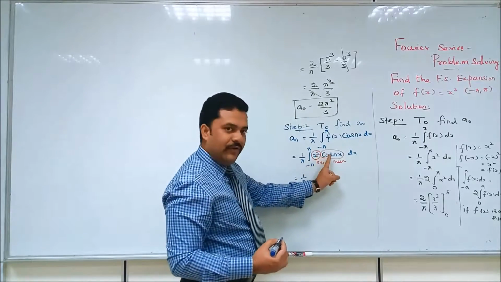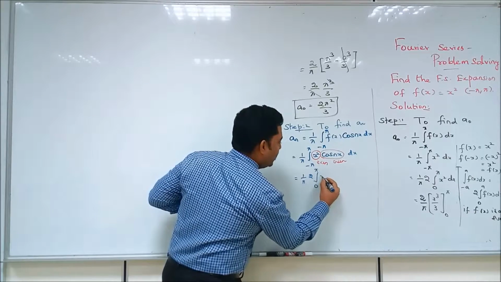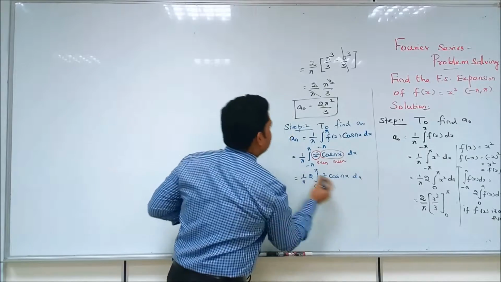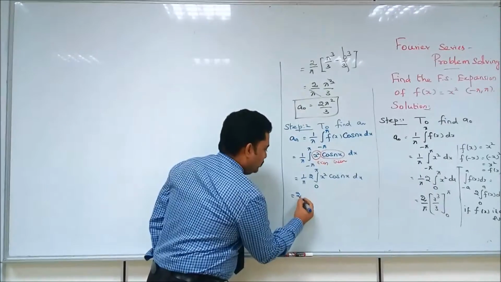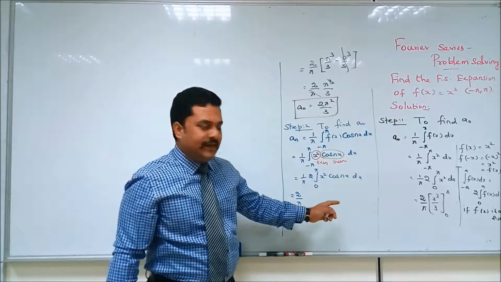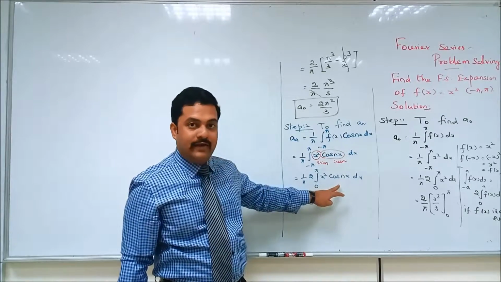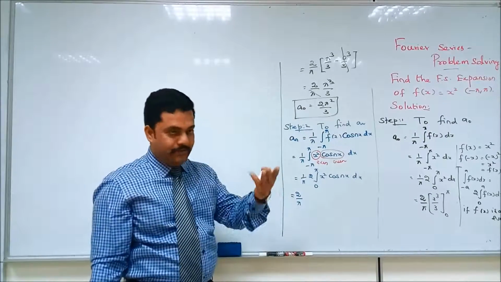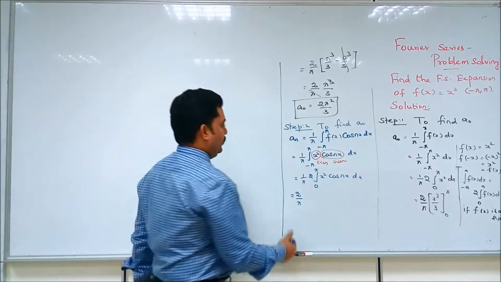So this is 1 divided by pi. Since this is an even function, you can write 2 into integral 0 to pi of the same x power 2 into cosine nx dx, which is equal to 2 divided by pi. Now we have to integrate this. You cannot simply integrate it as x cube by 3 and sin nx divided by n. Because it is a product, you have to use the rule udv, integration by parts.